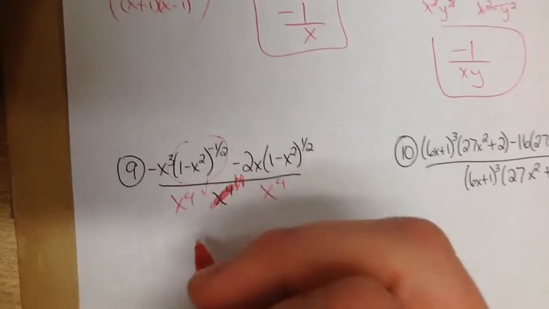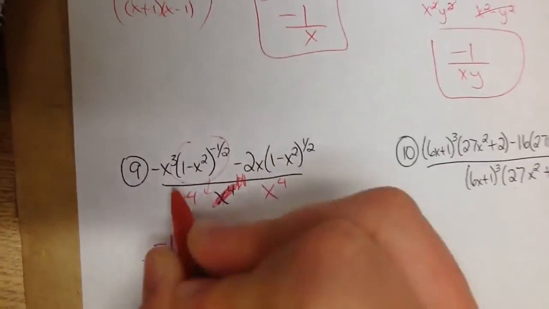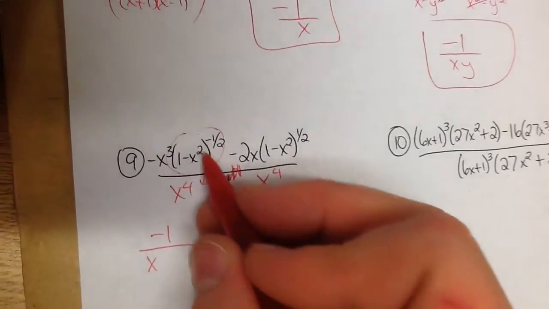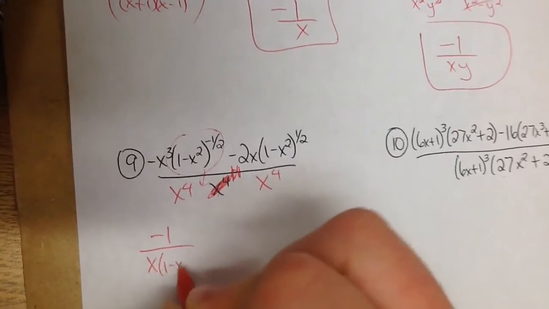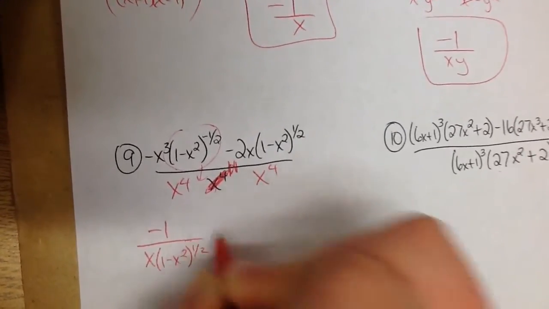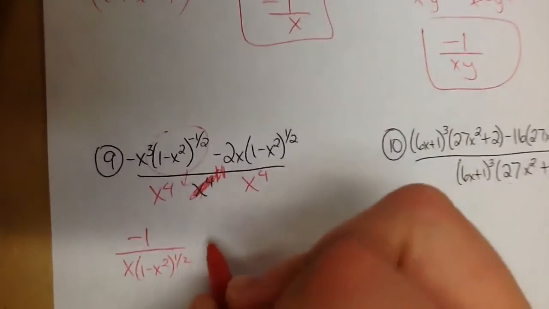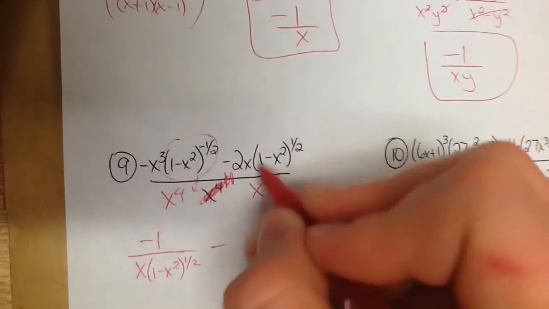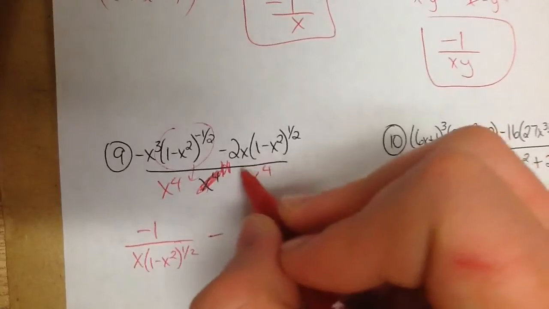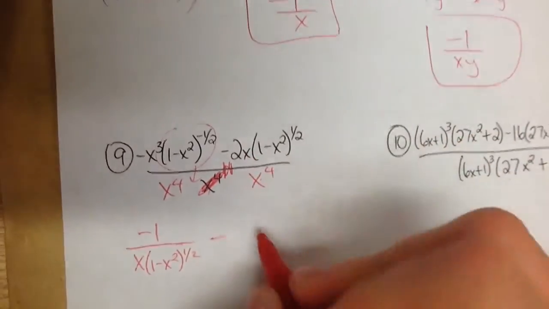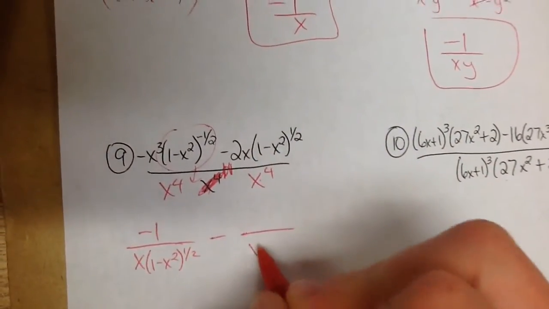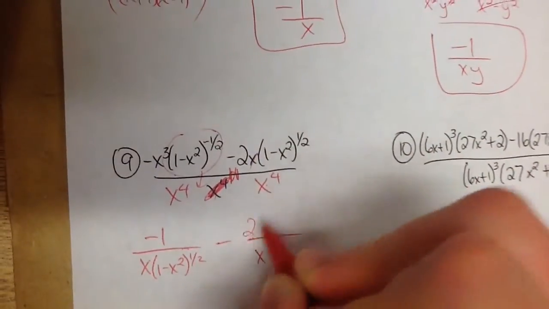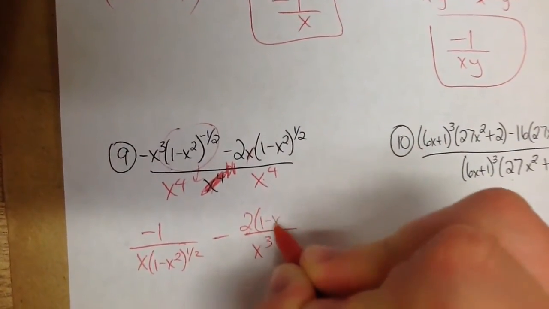But I have a negative sign there, so it's negative 1 on top. X's are canceling, so I have just an x. And then that got moved down, so I have 1 minus x squared to the half power. Okay, and then I can leave it as minus. Here, let's see, 2, that ain't going to happen. But x and x to the 4th cancel out, and I'll have x to the 3rd on bottom. That 2 is just chilling, and that guy stays.